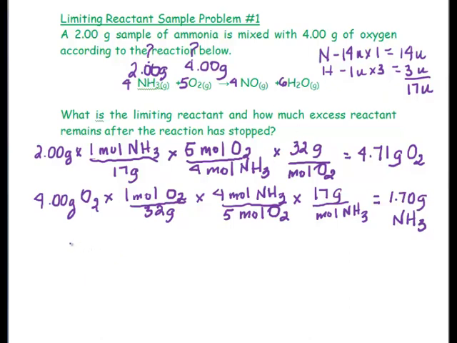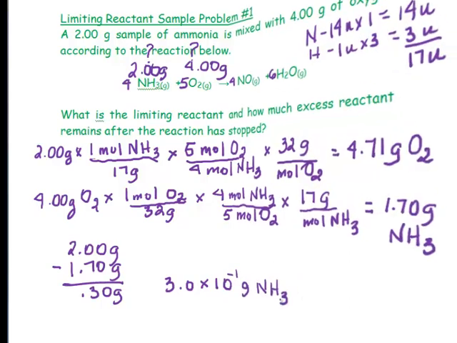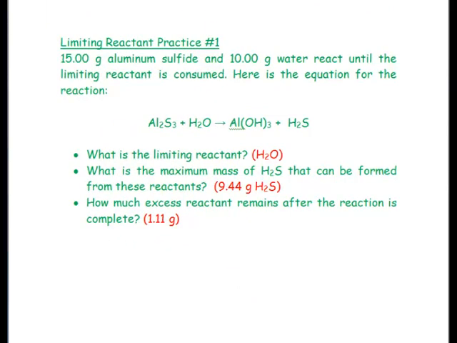Well, at this point, it's simply a matter of subtraction. 2.00 grams minus 1.70 grams, and I think you can see that's 0.30 grams. If we're going to be really thorough, put it in scientific notation. That's 3.0 times 10 to the minus 1 grams of ammonia in excess. We're out of time, so we're going to have to move directly to a practice item.